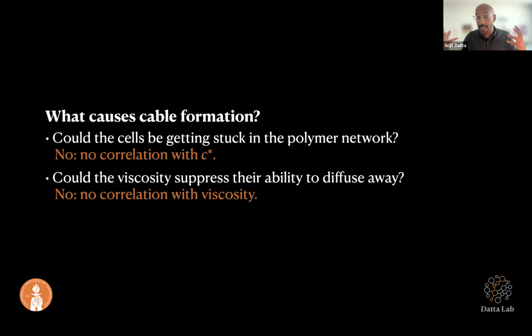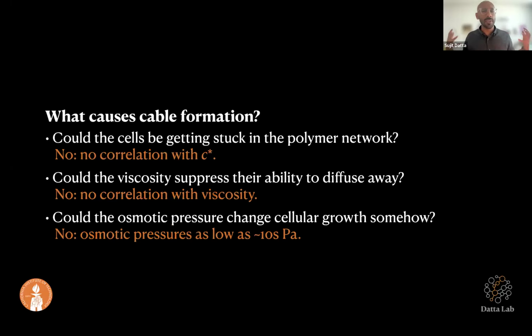Could the viscosity, when you add more polymers, suppress the ability for these cells to diffuse away? Nope. We didn't find any correlation with the viscosity of the fluid. What about the osmotic pressure? As you add polymers, they're increasing the osmotic pressure of the fluid. Could that somehow be altering how the cells grow?